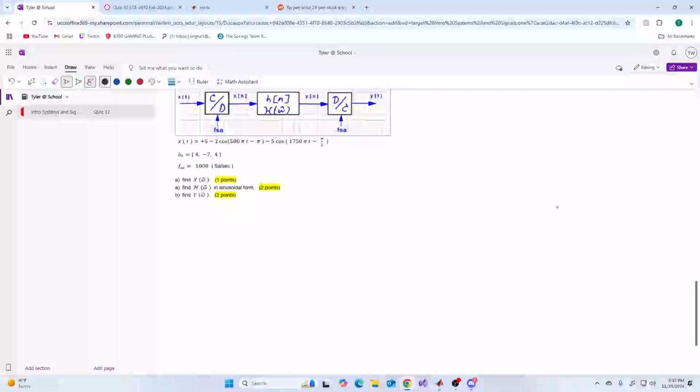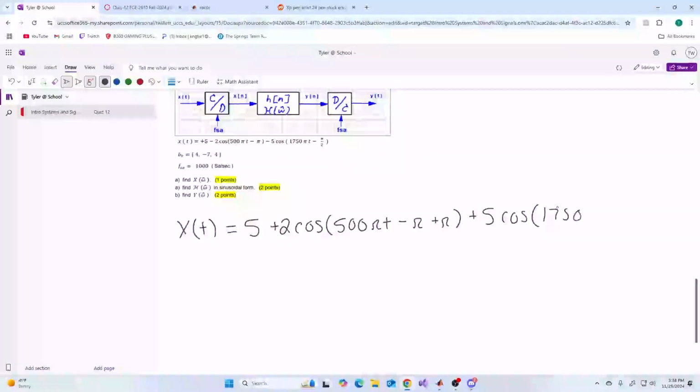To do that, let me write down here, I have x sub t equals 5 plus 2 cosine of 500 pi t minus pi. Then I have to add a pi to change it to a positive pi. And then I have a 5 cosine 1750 pi t minus pi over 2 plus pi.